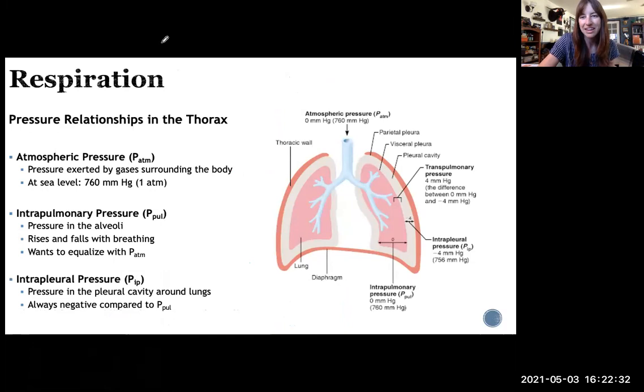All right, so the first thing we have to talk about here is the different pressure relationships inside of your thorax that allow breathing to happen. The first one we need to understand is atmospheric pressure. Atmospheric pressure is literally the pressure that the air or the atmosphere around your body has as it's pressing on your body and into your body. We have to have a certain atmospheric pressure. We evolved to survive in Earth's atmospheric pressure, and without it, our lungs would collapse.